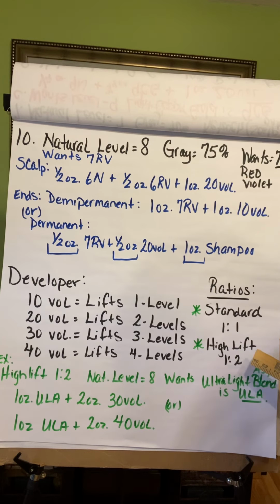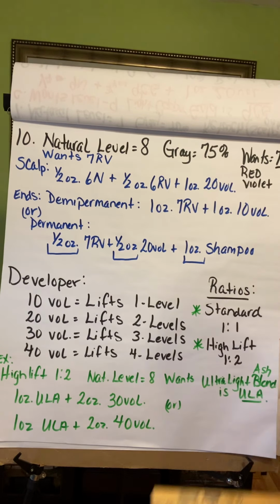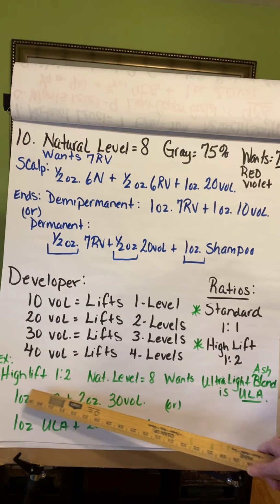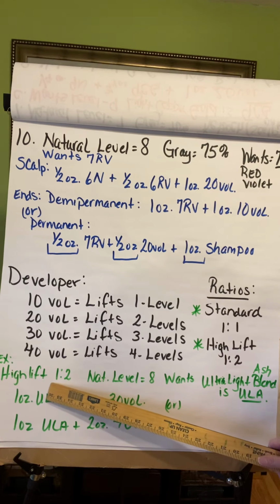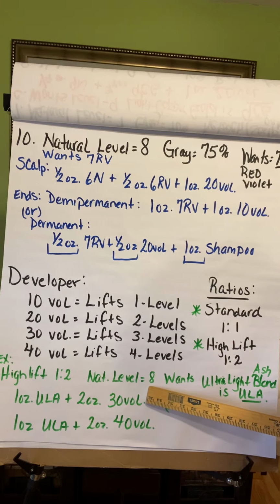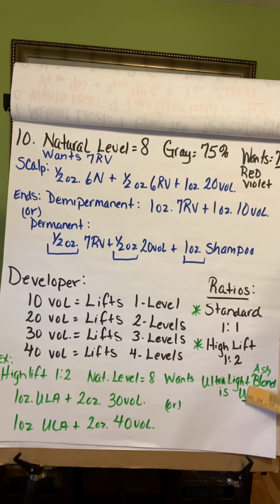Okay, so I just wanted to do an example of using a high lift formula. So this lady right here, the ratio is 1:2, right? Because it's high lift. So she's a natural level 8, and she wants to be an ultralight ash blonde. Ultralight ash blonde is written ULA. Anything with ultra in the beginning of the name is high lift.